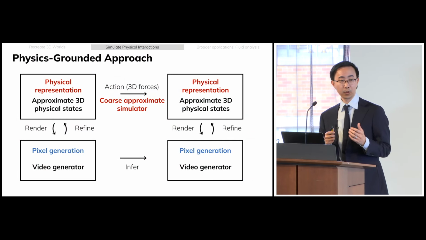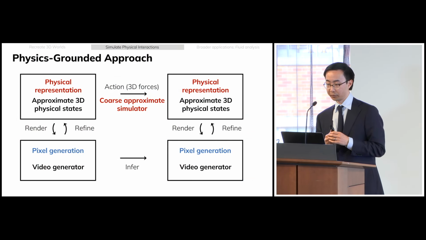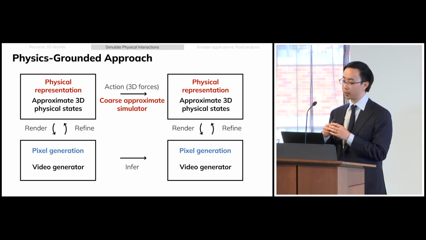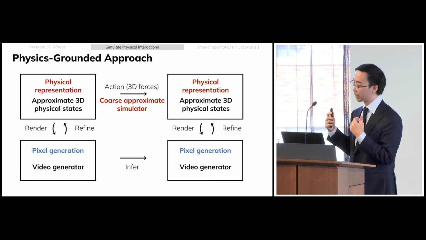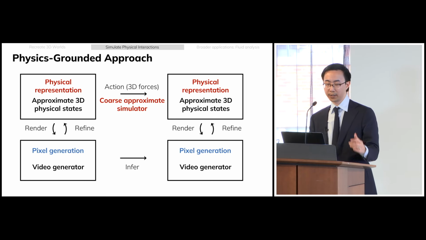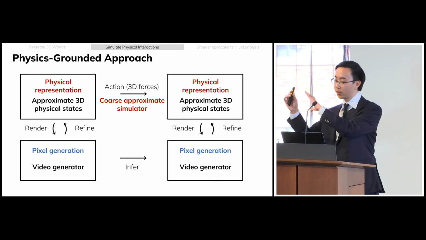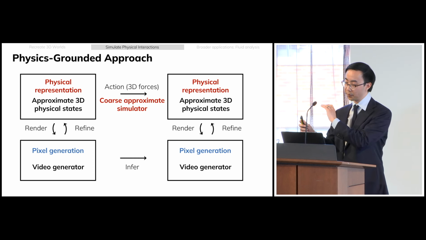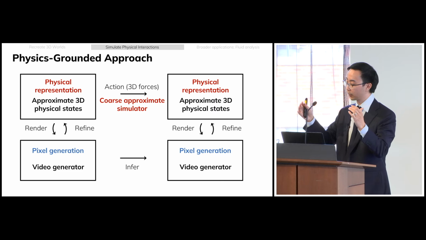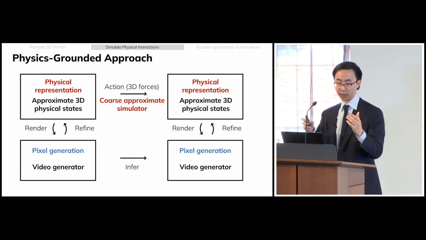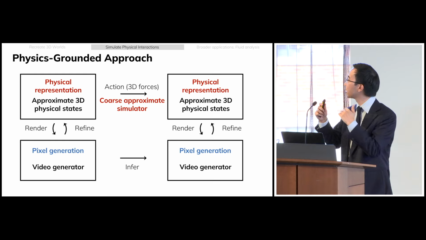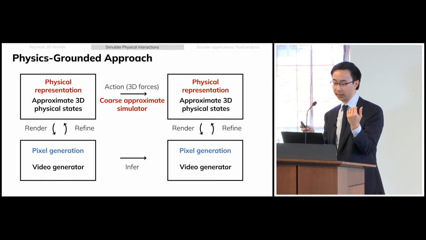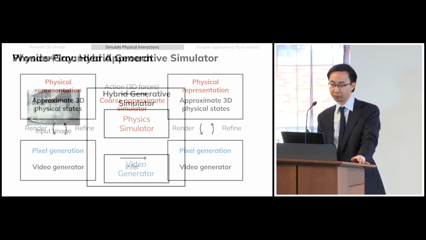And here's how our framework instantiates for this problem. Now, the physical representation is approximate 3D physical states, which are not perfect. And given a physical action like a 3D force, we run the coarse approximate simulator to predict the next physical states. And the generative component is a video generation model here, and the key is how they communicate. Now here, the simulator renders the prediction into pixels, and the video generator refines them. And the refinement is grounded back in 3D physical states. Now, let me walk you through how this works.